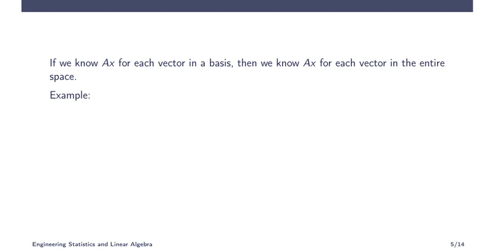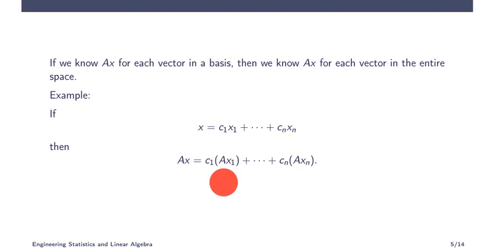So how is it possible? For example, consider x to be any vector which is a linear combination of the basis x1, x2, etc., xn. Then Ax is nothing but c1 Ax1 plus c2 Ax2, etc., plus cn Axn. So as we said, if we know the transformation for the basis, this is the transformation for the first basis vector, this is the transformation for the second basis vector. So otherwise we can say that these become the columns of the operator, the transformation A.